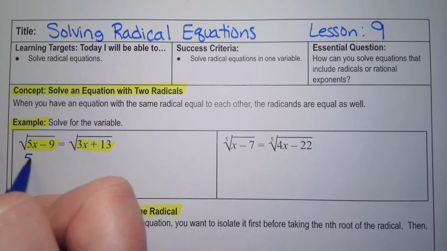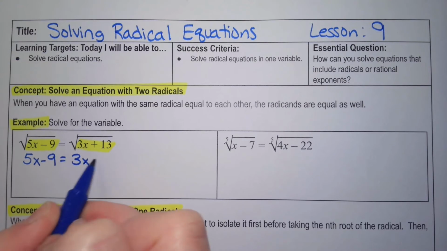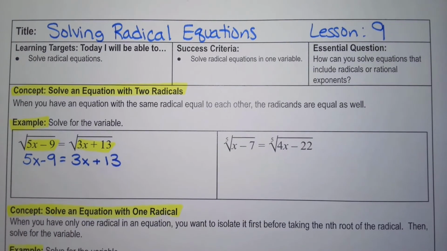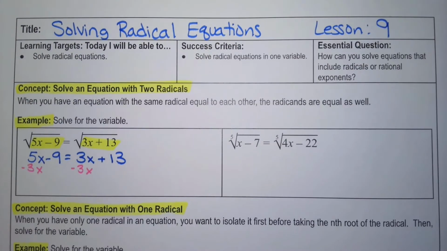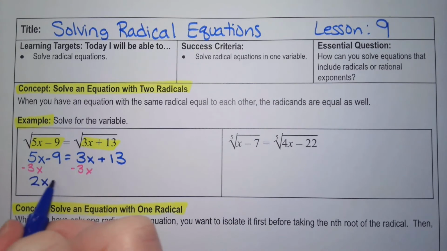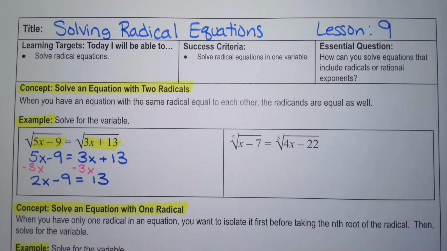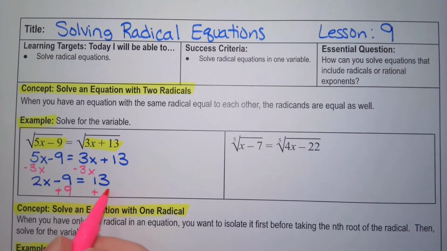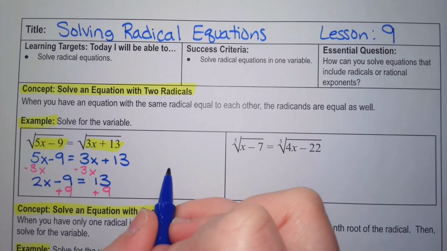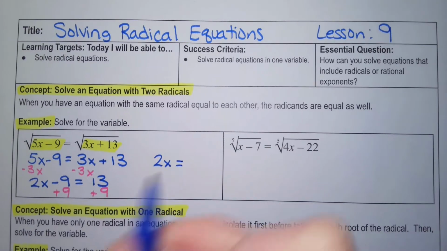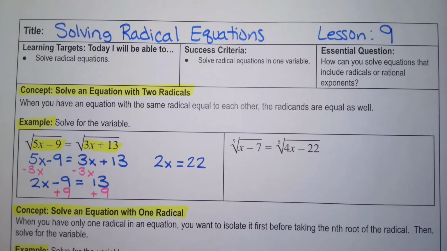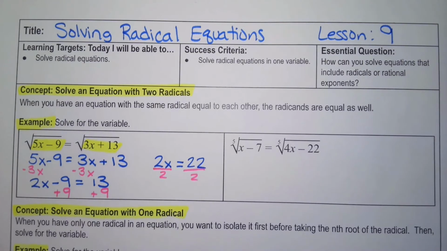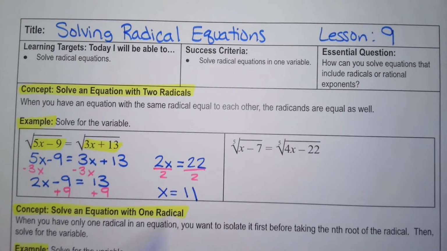So here we're going to have 5x minus 9 is equal to 3x plus 13. Now we can solve. So the first thing we're going to do is subtract 3x from both sides. And we're going to be left with 2x minus 9 is equal to 13. Add 9 to both sides, and we have 2x is equal to 22. Divide by 2, and x is equal to 11.